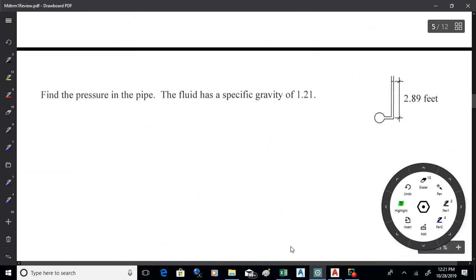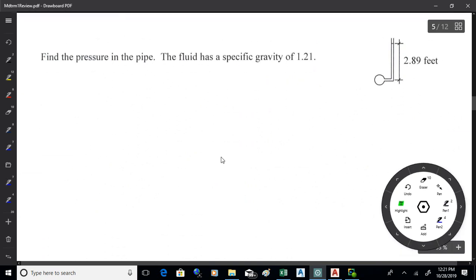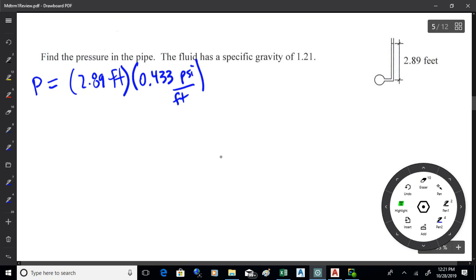Okay, find the pressure in the pipe. The fluid has a specific gravity of 1.21. All right, so what we're going to do here is take the height, 2.89 feet. We know that 1 foot is 0.433 psi. So that's a unit conversion there, isn't it?